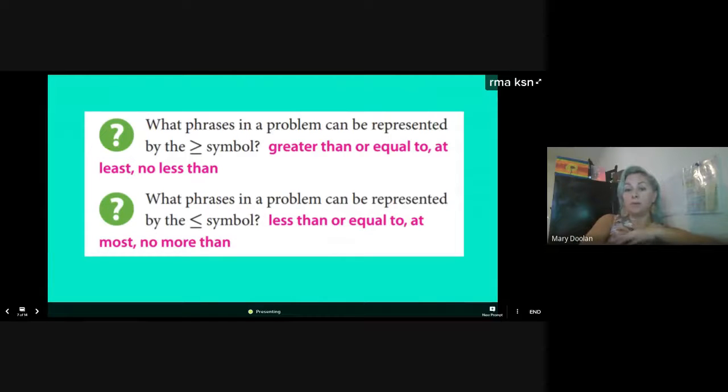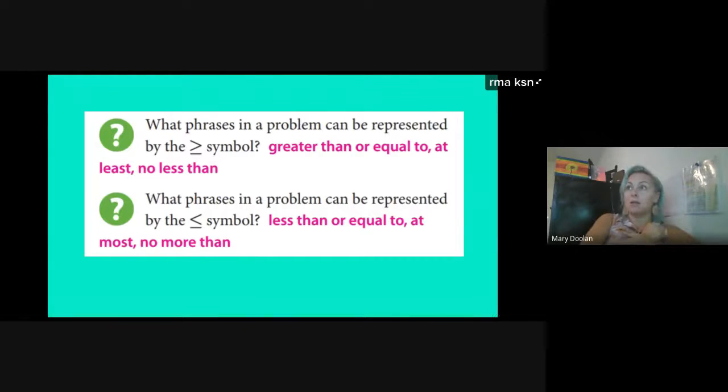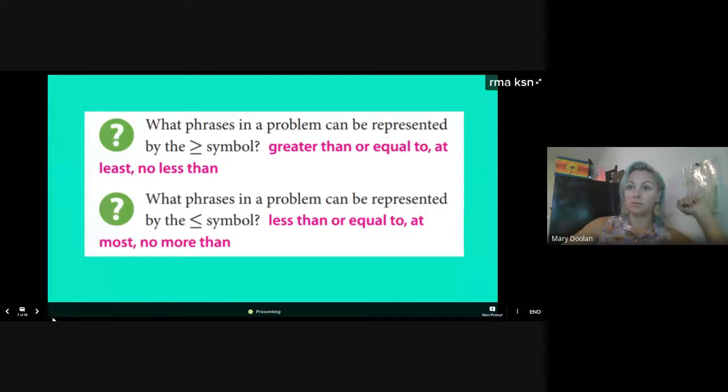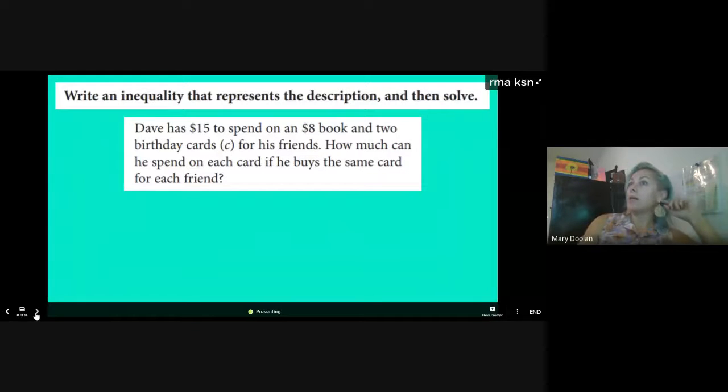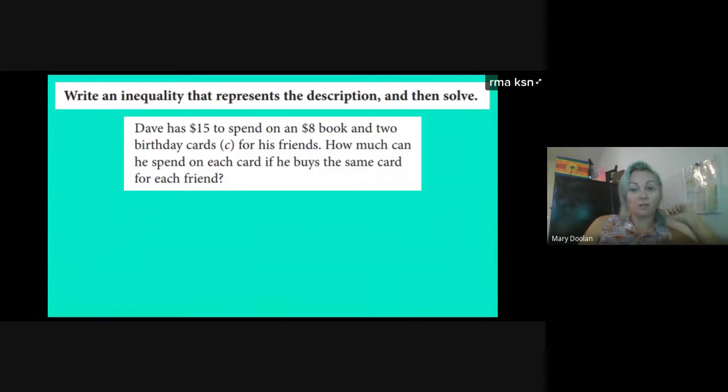Okay, now when we're looking at story problems and phrases, sometimes we're going to be using these other two symbols, the greater than or equal to symbol and the less than or equal to symbol. So keywords that mean greater than or equal to are "greater than or equal to," but also "at least" or "no less than." For the less than or equal to symbol, you might see "at most" or "no more than." Okay, so these are keywords that mean that symbol. We're going to write an inequality that represents the description, and then we're going to solve it.